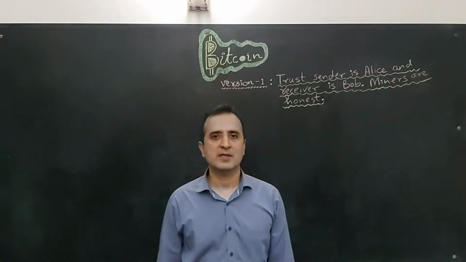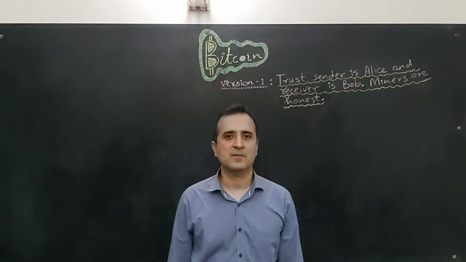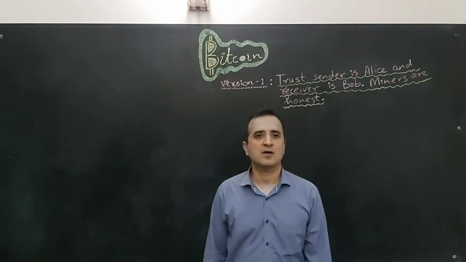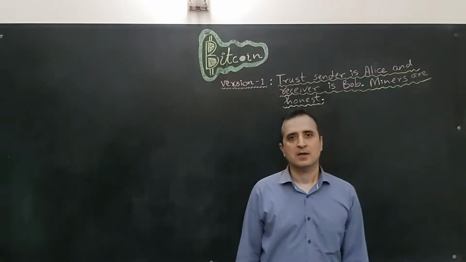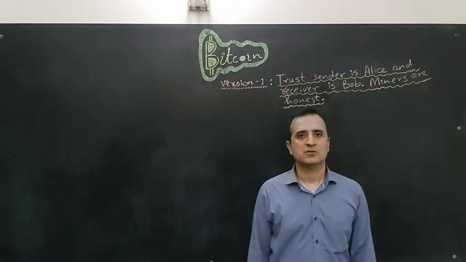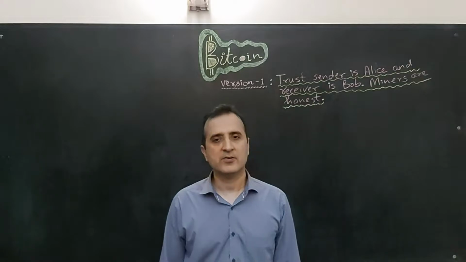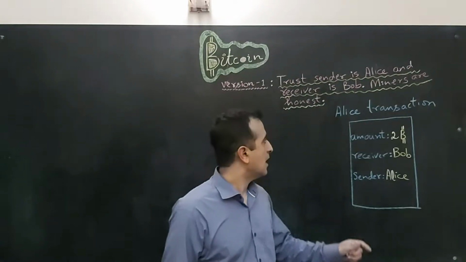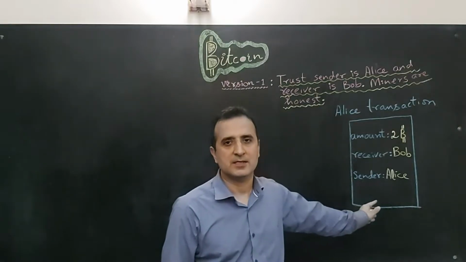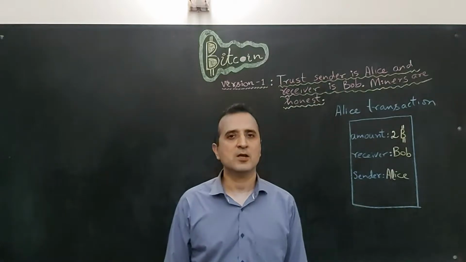Version number 1 assumes that everyone is trustworthy. It is the simplest version. In this version, assume that Alice wishes to send around $18,000 to Bob. $18,000 is approximately equal to 2 Bitcoins. So to accomplish this, Alice will create a transaction, and the transaction will have amount 2 Bitcoins, receiver Bob, and the sender Alice. Now Alice will submit this transaction to the Bitcoin community.